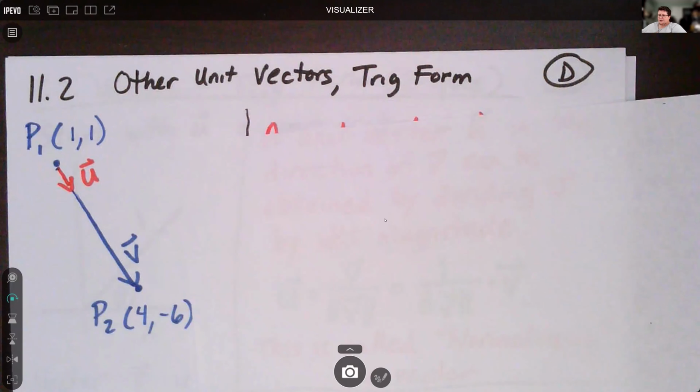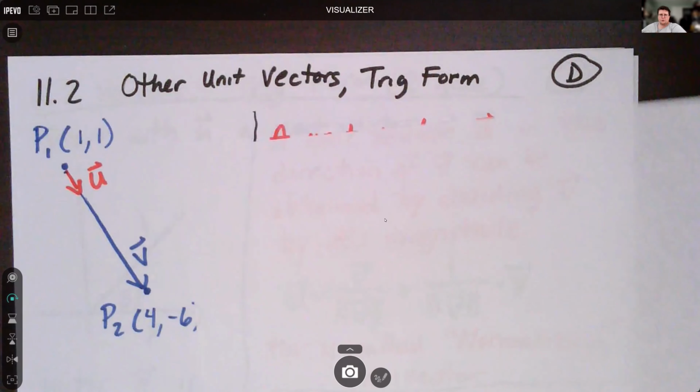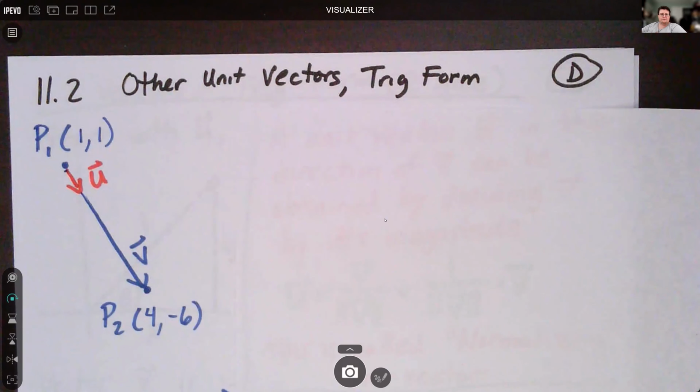All right, we're going to start this section in 11.2 on vectors again. We're looking at the trig form. Let's get right to it. So if I've got 2 points, P1 and P2, the vector from P1 to P2 is, I'll call V.